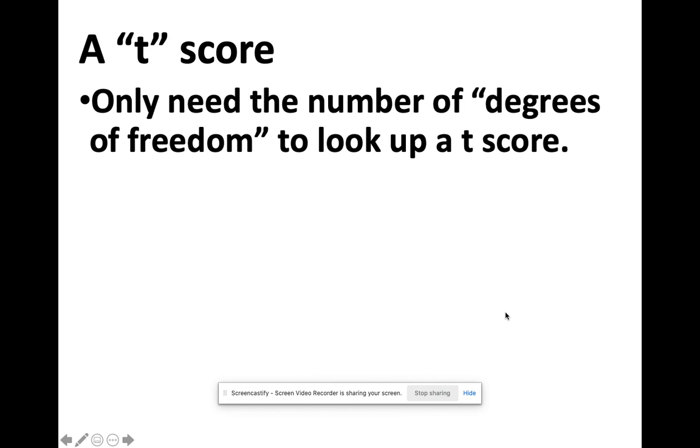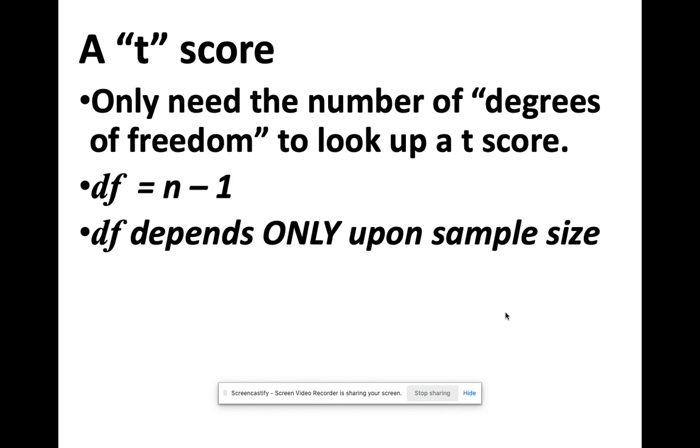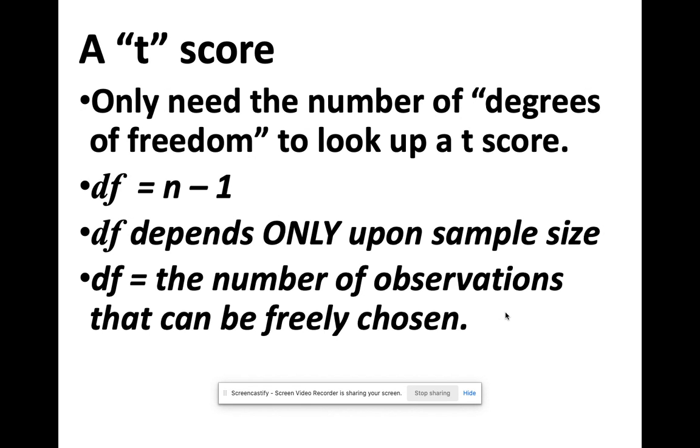Now a t-score, we only need this degrees of freedom to look up, and the area. We need the degrees of freedom and the area to find a t-score. This degrees of freedom, df, is equal to the sample size minus 1. So df is equal to n minus 1. This df, degrees of freedom, depends only on the sample size because it's the sample size minus 1. Now, degrees of freedom can be described as the number of observations that can be freely chosen, and I will go over that in class at a later date.